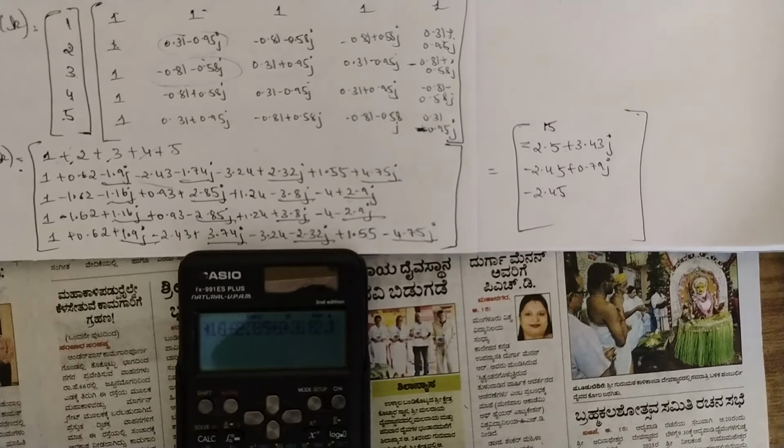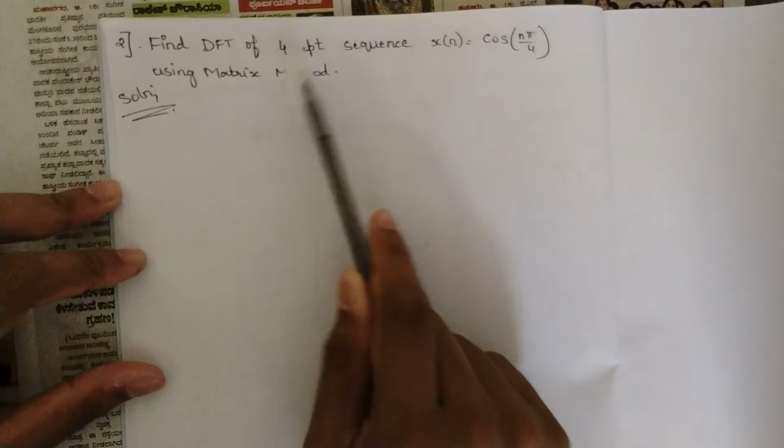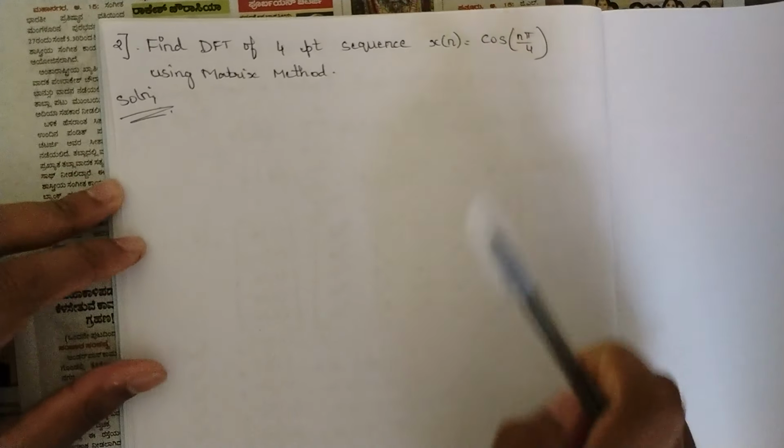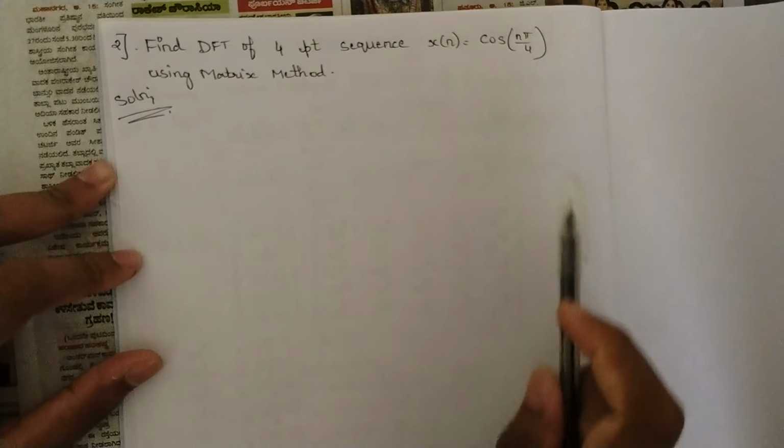So this is the next question. Find DFT of 4-point sequence where the value of x of n, they have given it as cos n pi by 4. So this question we have solved already using formula method. Now we should be solving this using matrix method. So here without wasting any time, first write the sequence of x of n by substituting the value of cos n pi by 4. Since they have given it for 4-point sequence, you should know that n is equal to 4.